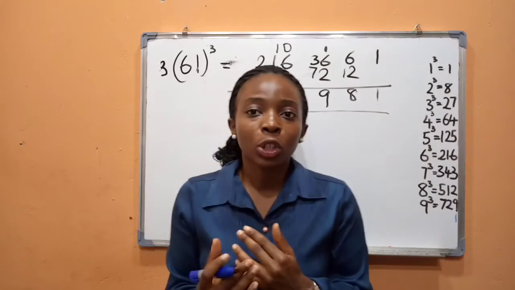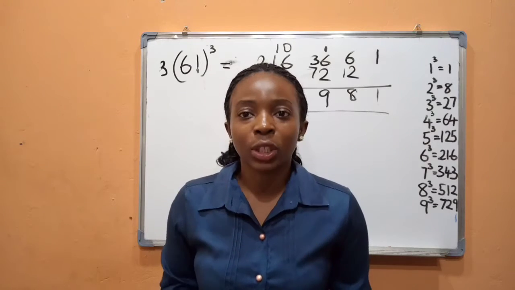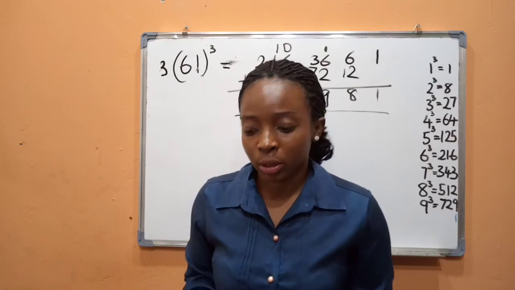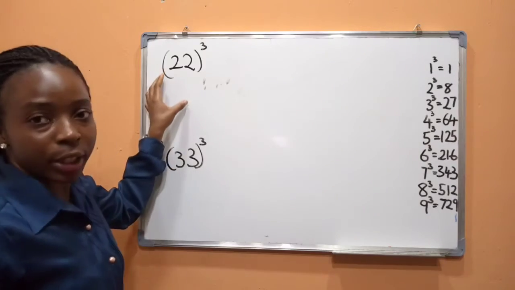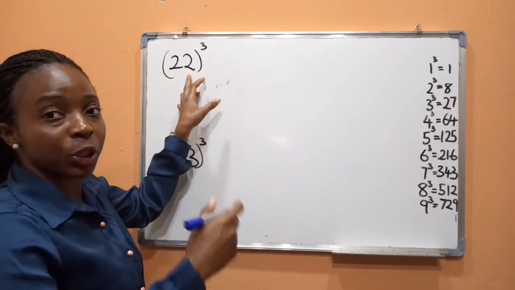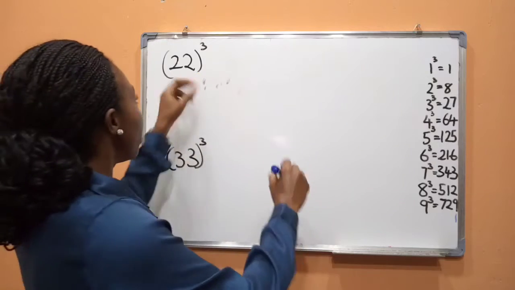So how about solving digits with the same numbers? Let's get into that section. How do we solve digits with the same numbers? Let's look at this. We have 22 cubed. Now, when you have the same number, what you simply do is pick one number and find the cube 4 times. So we are going to write it.